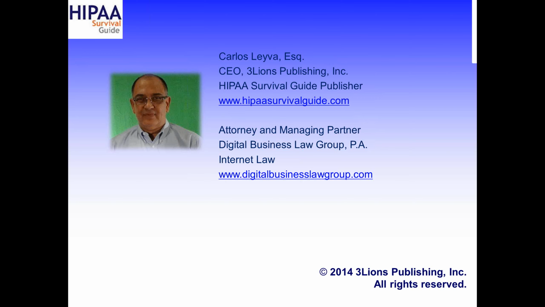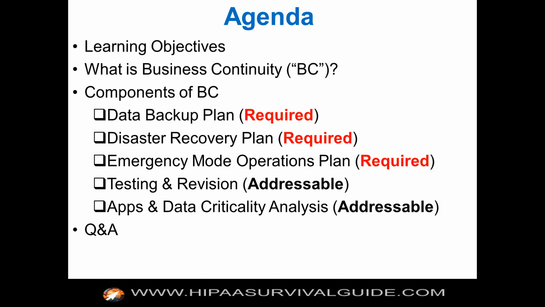Today's agenda is as follows. We're going to cover the learning objectives, define what business continuity is, and then discuss the components of business continuity under the HIPAA security rule: a data backup plan, which is a required implementation specification; disaster recovery plan, which is also required; emergency mode operations plan, again required; testing and revision of business continuity, an addressable implementation specification; and application and data criticality analysis, also an addressable implementation specification.